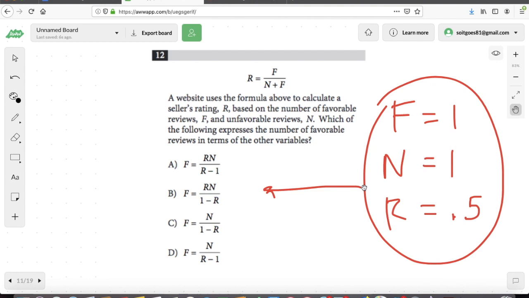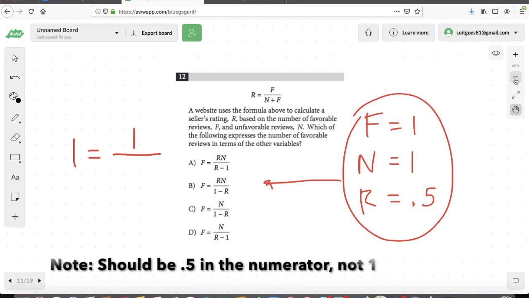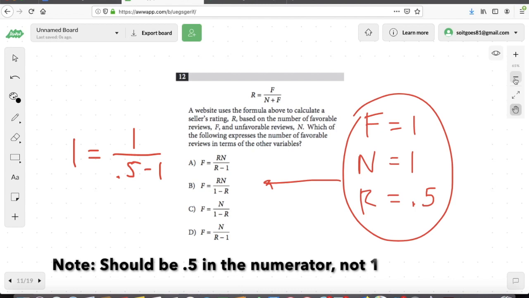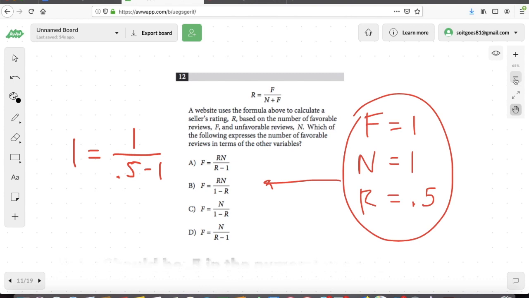F is 1, so we get 1 equals 1 times 1. What's 1 times 1? 1. Yeah, 1 times 1 is 1, so we get 1 in the numerator, and then divided by 0.5 minus 1. Okay? Is that a true statement? No, it's not. Why? I agree, because 1 does not equal negative 0.5. It's going to be 1 divided by negative 0.5, which I think is negative 2.